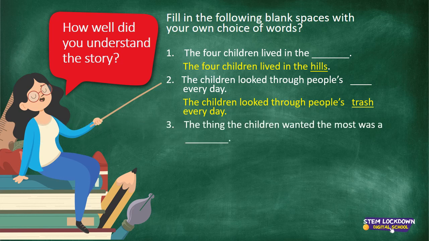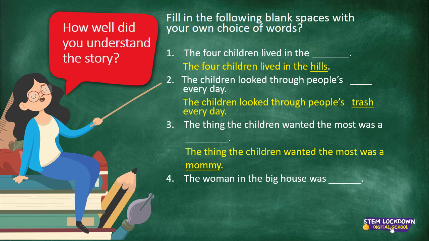Number 3. The thing the children wanted the most was a... What do you think? The thing the children wanted the most was a mommy. Number 4. The woman in the big house was... What do you think? The woman in the big house was ill. Did you get all those right? Then let's carry on.